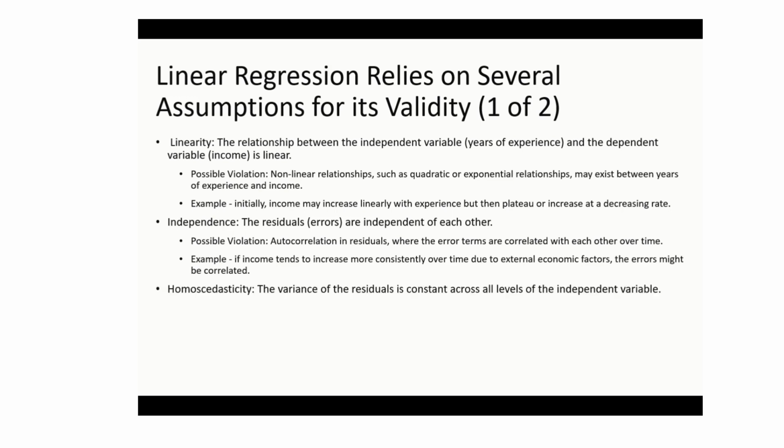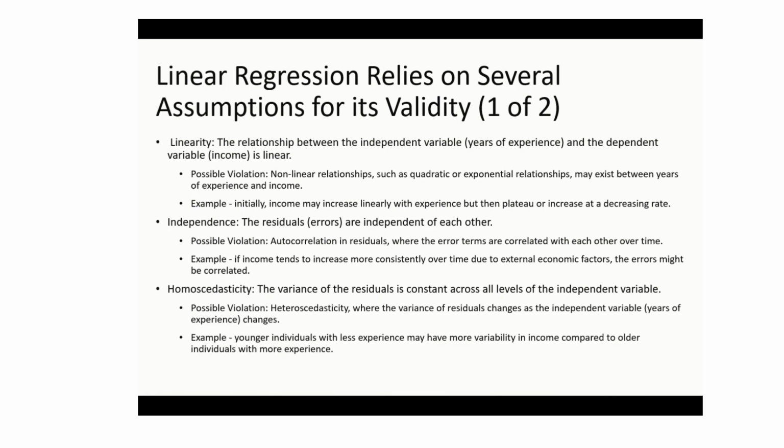Homoscedasticity: the variance of the residuals is constant across all levels of the independent variable. That's another assumption. A violation would be heteroscedasticity, where the variance of residuals changes as the independent variable, years of experience, changes. An example of this practically would be if younger individuals with less experience have more variation in their income versus older individuals with more experience. So basically, more variation in younger individuals, less variation in older individuals with regards to income and experience.